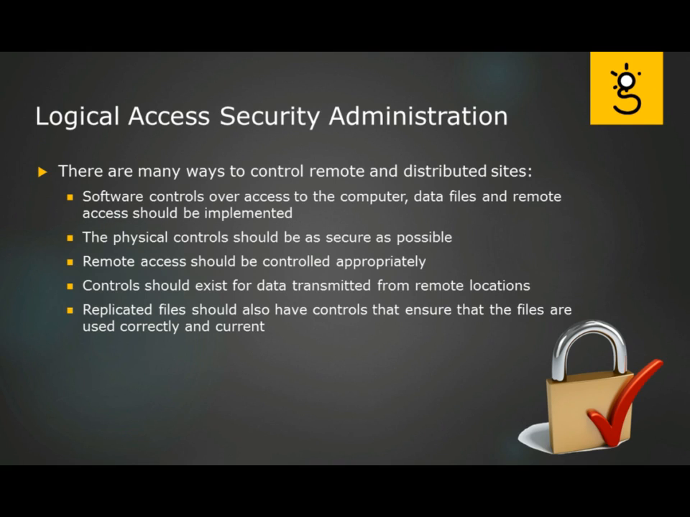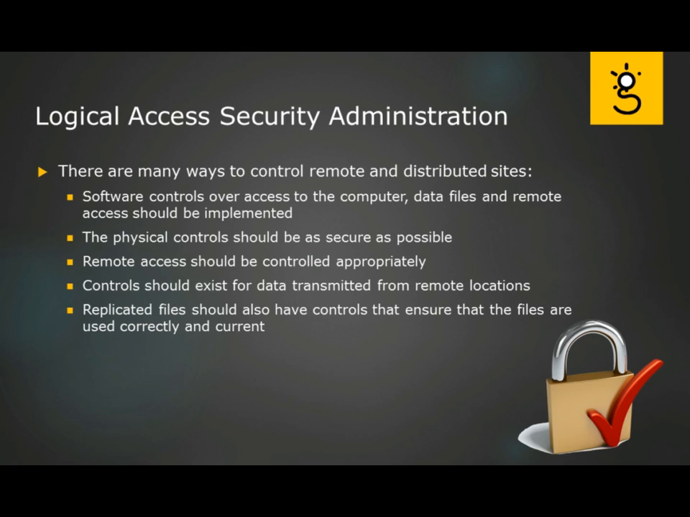The physical controls should also be as secure as possible, and physical, of course, means preventing me from being able to physically touch it. Remote access should be controlled appropriately. As I was just saying, if it's 3 a.m. and there's no reason for you to be connected, I'm not going to let you. Now, your controls should also exist for the data that's transmitted from remote locations. Most often, those controls are going to be securing the information through encryption. Replicated files should also have controls that make sure that the files are being used correctly and that they're current.